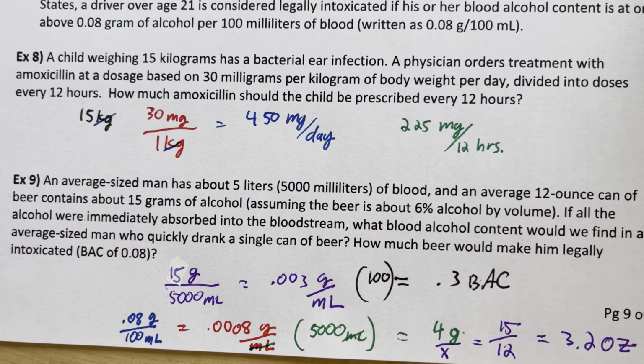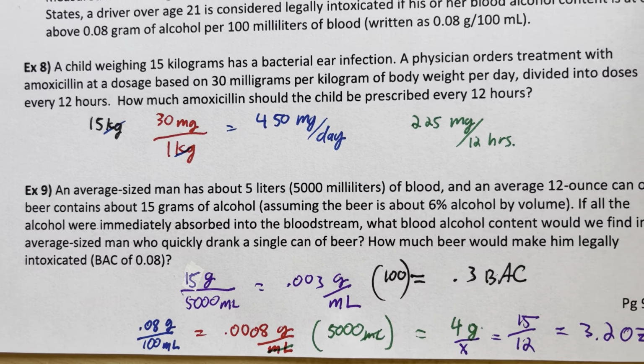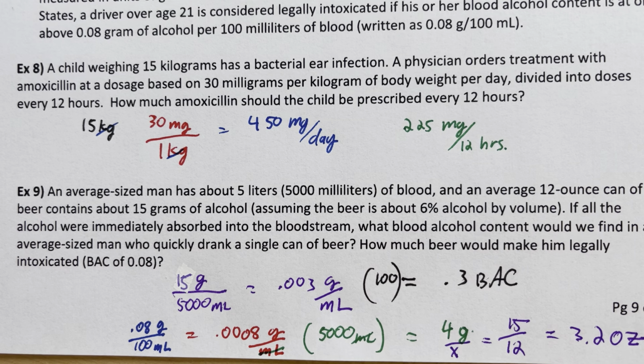All right, last question. I don't really like this one, but it is on your homework, so we're going to go ahead and go through it. So it says the average man has 5 liters of blood, so 5,000 milliliters. An average 12-ounce can of beer contains 15 grams of alcohol if the beer is 6% alcohol by volume. If, and this is the part I don't like, if all the alcohol was immediately absorbed into the bloodstream, what would the blood alcohol content be?